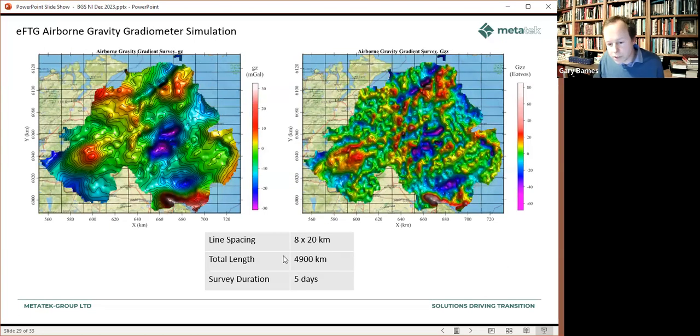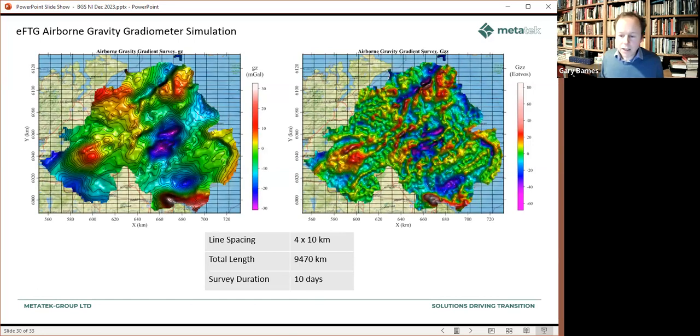By the way, the numbers I'm quoting here are for the entire survey over this area, not just the survey over the data that we can see. So now we halve the line spacing again. So we're at 4-kilometer line spacing and 10-kilometer tie line spacing. And I would say at this point, we're really representing what we can see in the land data quite accurately. And this survey, I've estimated, would take about 10 days of flying.